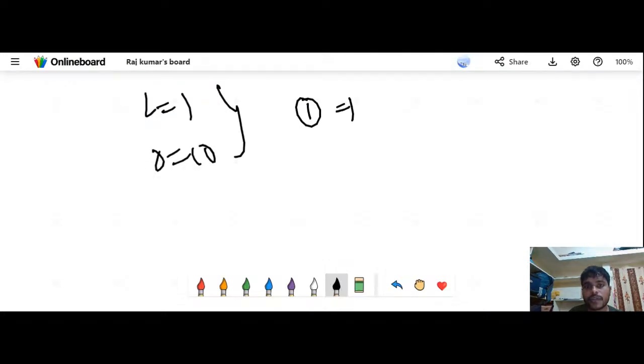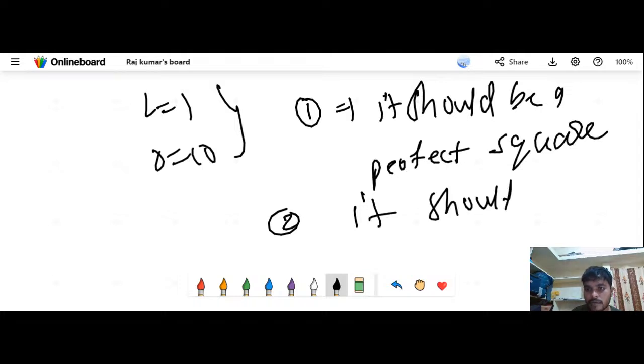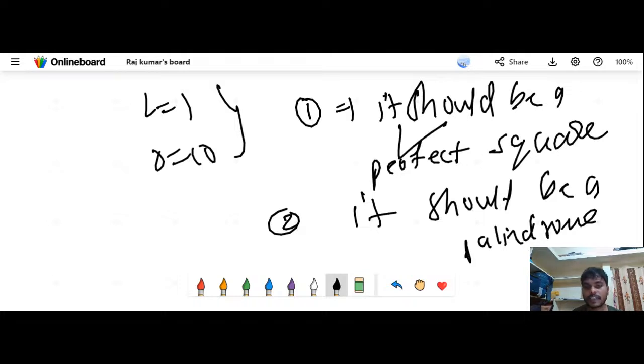Condition one is that it should be a perfect square, and it should be a palindrome. It should follow two conditions. This is an easy question, but the main twist in the problem is that we can easily check whether it is a perfect square, and we can easily check whether it is a palindrome or not.